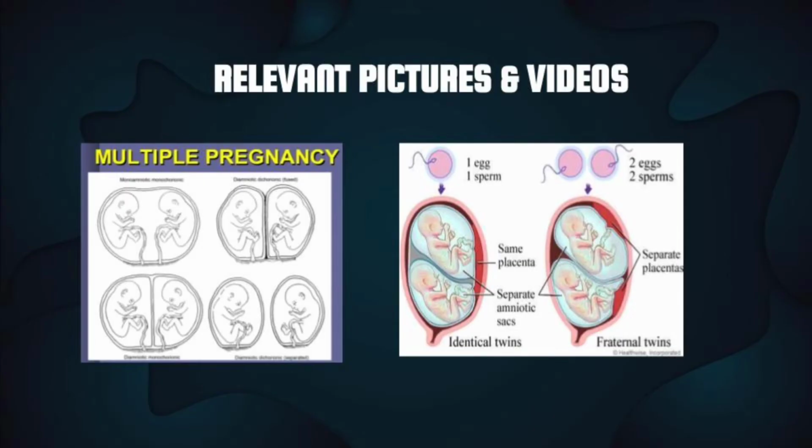On the next slide, we have some relevant pictures. The picture on the left depicts different situations with twins in regards to their amniotic sac and their placenta. In the upper left, we have monoamniotic and monochorionic, which means they share the same amniotic sac and the same placenta. On the bottom left, this is diamniotic and monochorionic, which means they have separate amniotic sacs but share the same placenta. And on the right, they are both diamniotic and dichorionic.